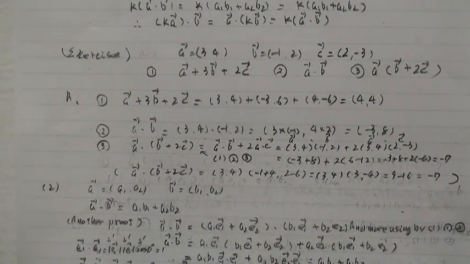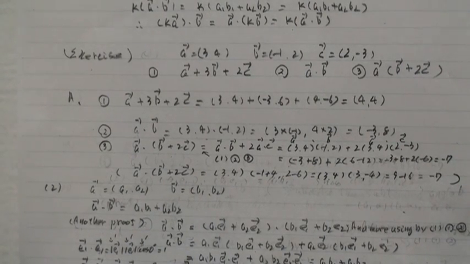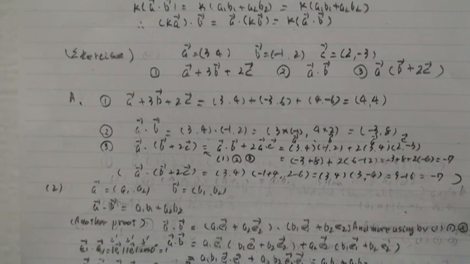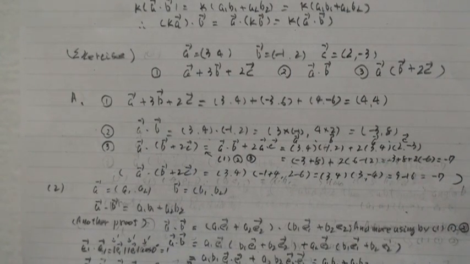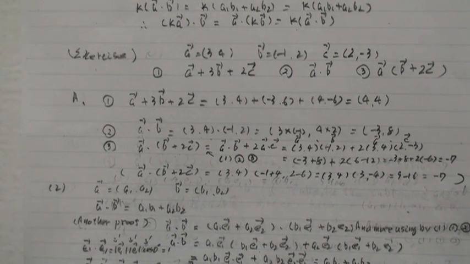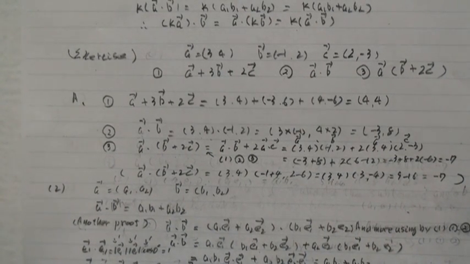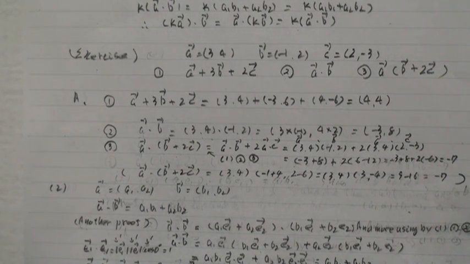And exercise: vector A equals (3, 4), vector B equals (minus 1, 2), vector C equals (2, minus 3), in components. Step 1: calculate A plus 3B plus 2C. Step 2: A·B. And step 3: A·(B plus 2C). Answer.